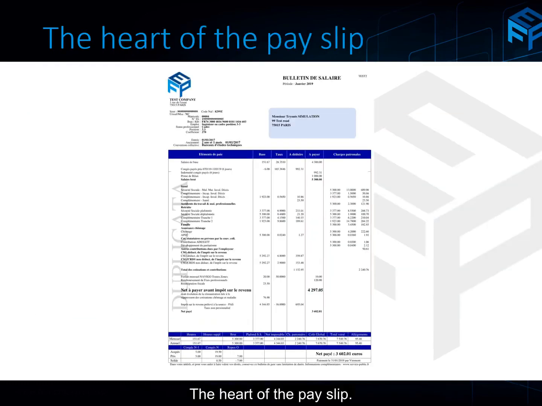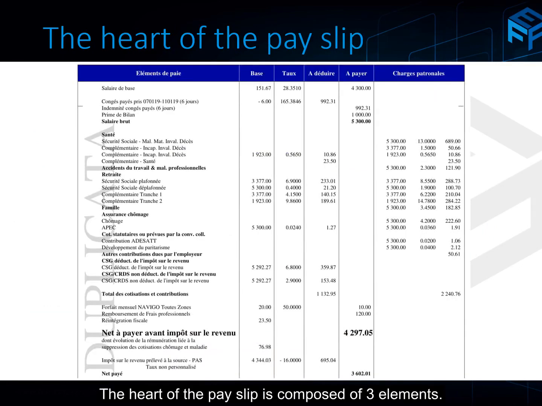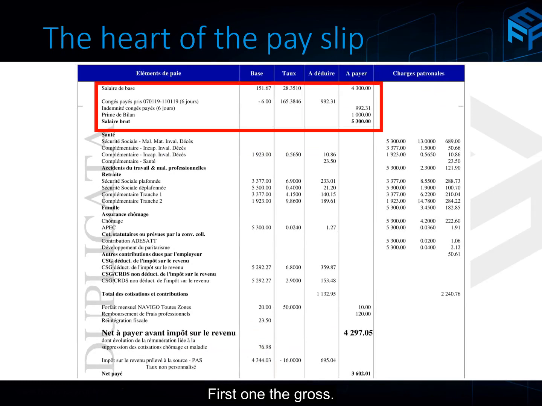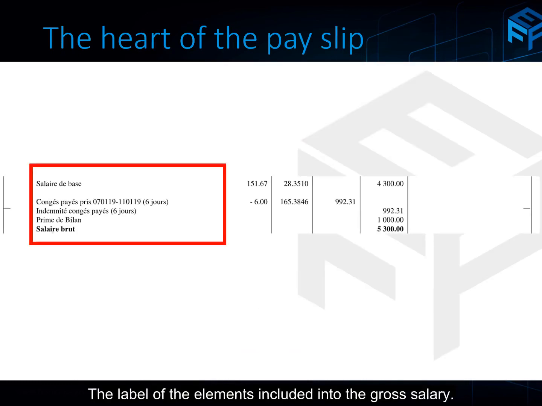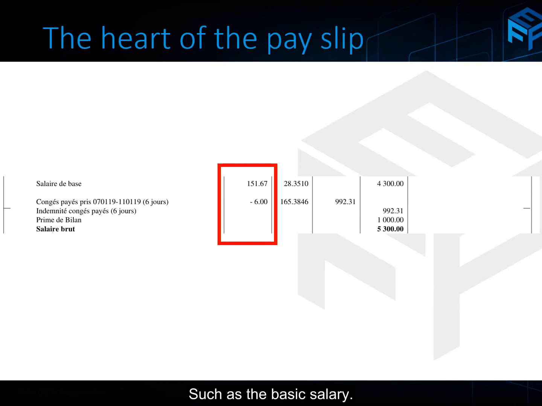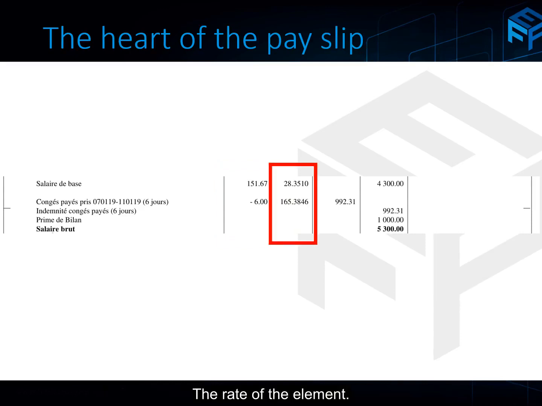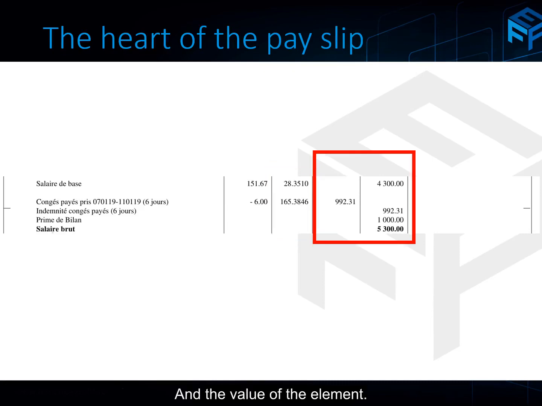The heart of the payslip. The heart of the payslip is composed of three elements. First one, the gross salary. The gross salary is composed of the label of the elements included into the gross salary, such as the basic salary, the basis of the said elements, such as the number of hours worked during the month, the rate of the element, and the value of the element.